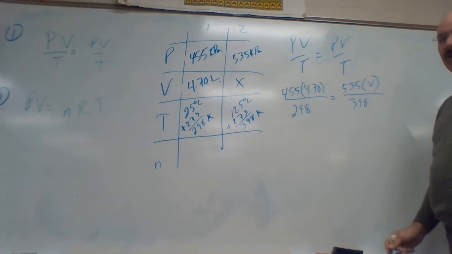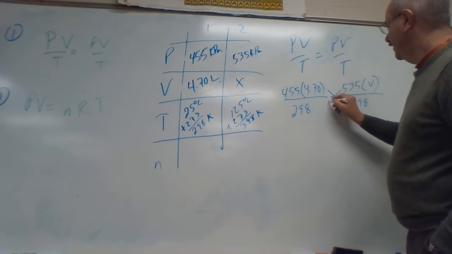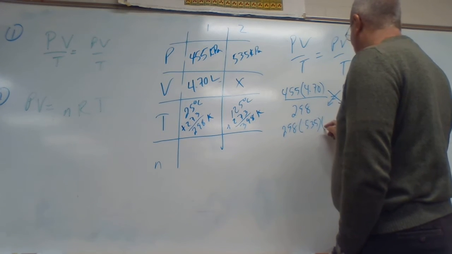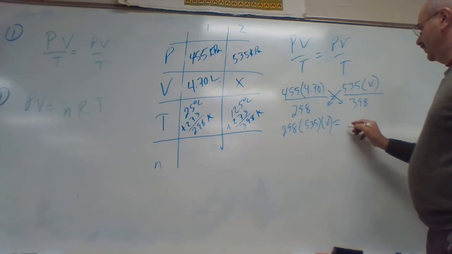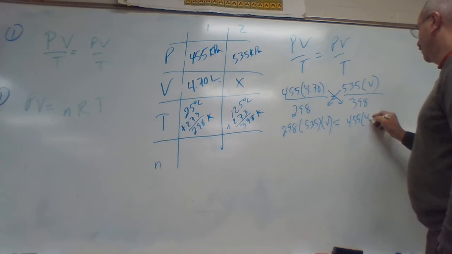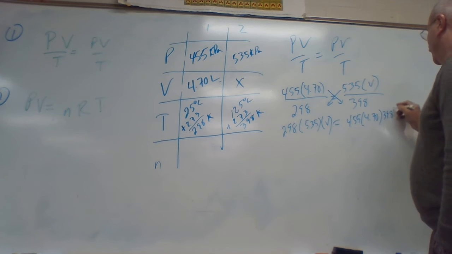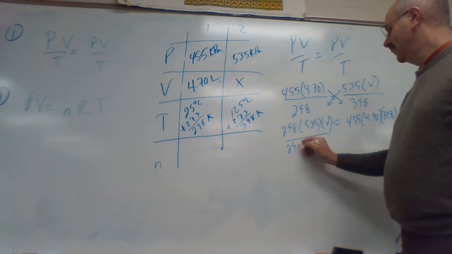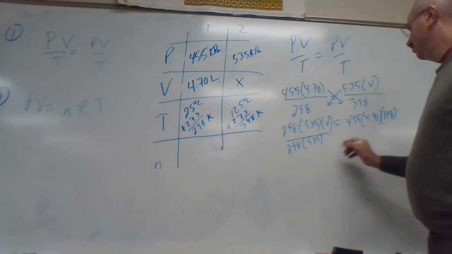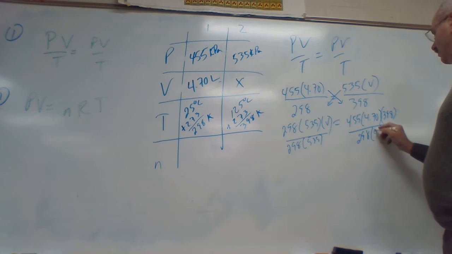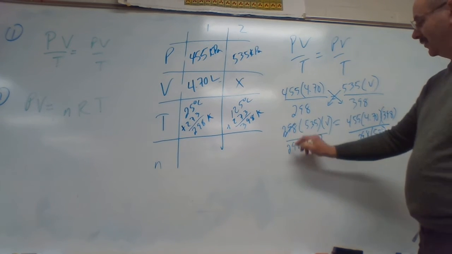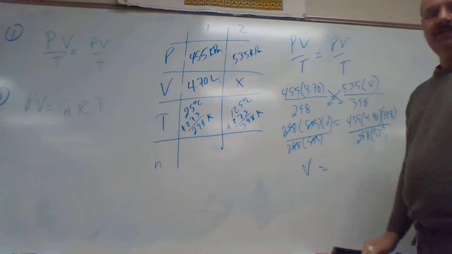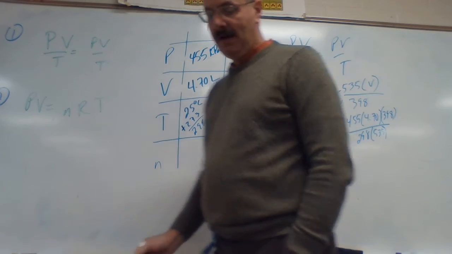All right, so from here now I'm going to cross multiply. We're going to go this way and that way. So I've got 298 times 535 times V equals 455 times 4.70 times 398. Now I have to get V by itself, so we're going to divide both sides by 298 times 535. That lets me cross off the 298 and the 535, and I get V equals, and if you multiply all this stuff out, you should get 5.34.